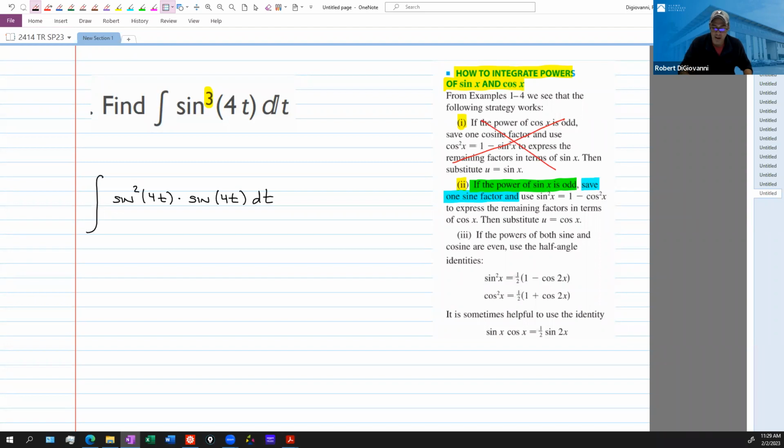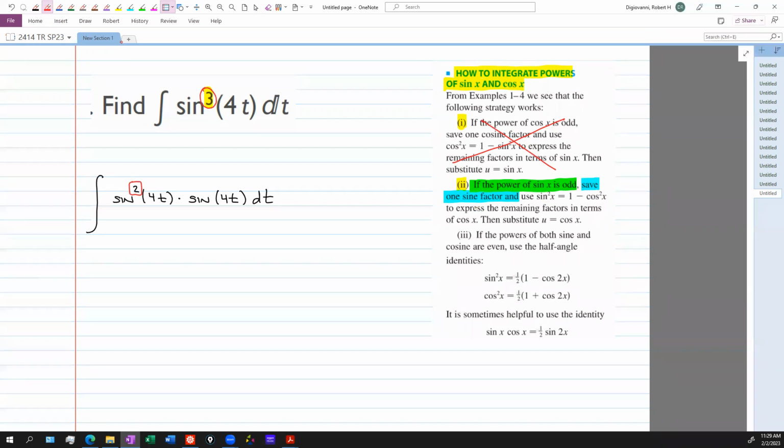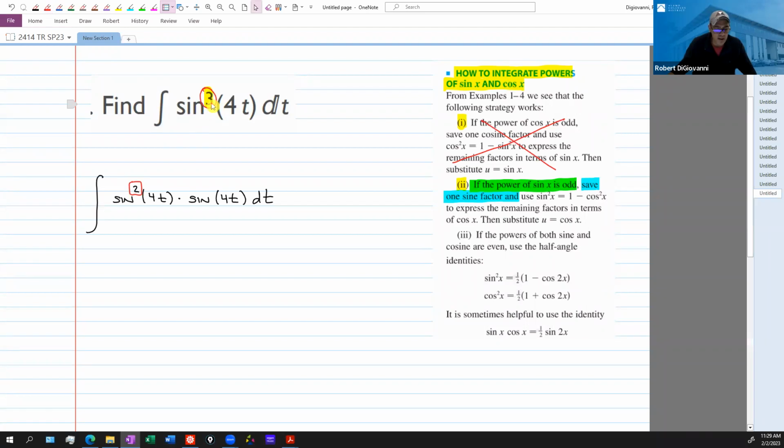Now, I could follow the rest of the steps, but I really want you to think about this. If we started with an odd power of sine and we peel one sine off, then this power would have to be what? Even, yeah. Generally speaking, if we start with an odd power of sine, we peel one away, the power that's left will be even. So if the sine started out to the fifth power, we'd peel one off and be left with sine to the fourth. If it was sine to the seventh, we'd be left with sine to the sixth.